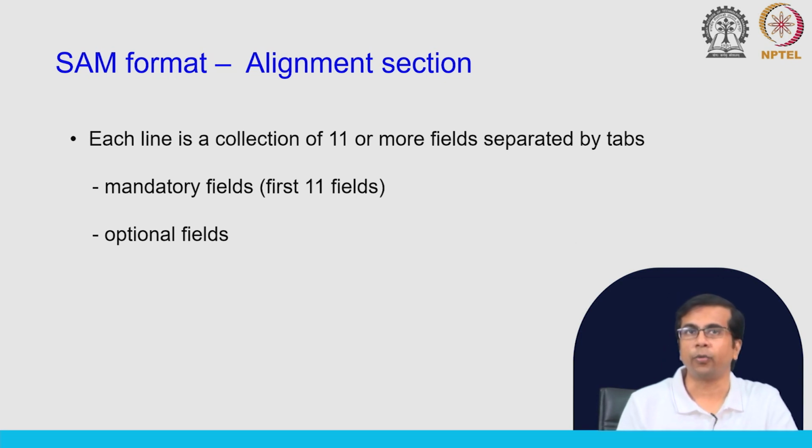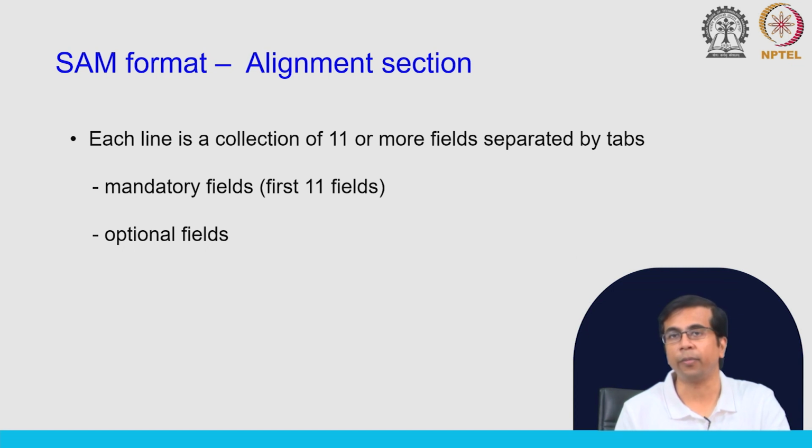Okay. Now, why did I say that we have 11 or more? Why not a fixed number? Because in SAM format you need to have mandatory fields. These will always be there, and these are the first 11 fields. So, you will have at least 11 fields, these mandatory fields will always be there, and on top of that you have something called optional fields.